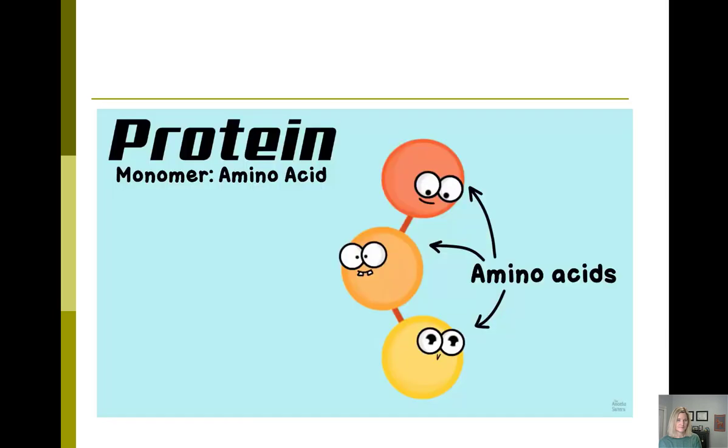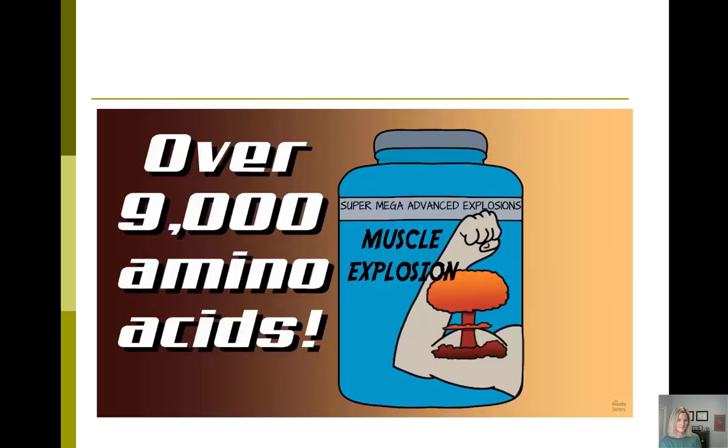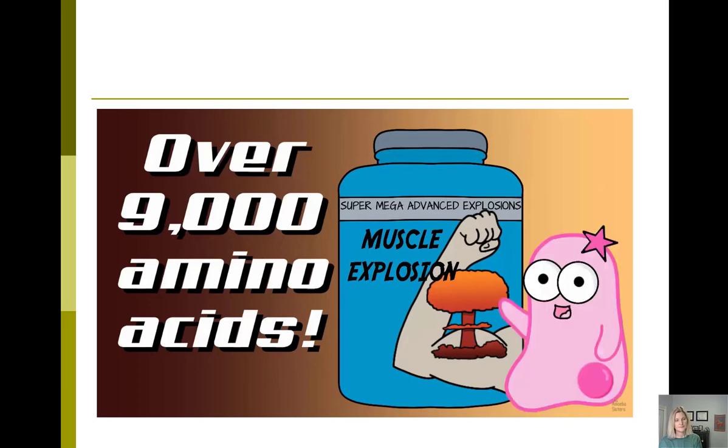The monomers of protein are amino acids. So sometimes you see these labels that say, this has 20 amino acids in this food. And really, they're just trying to say that it has protein because proteins are made of amino acids, so that's just some fancy advertising for you.